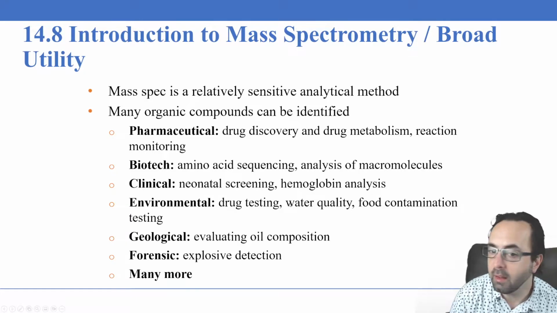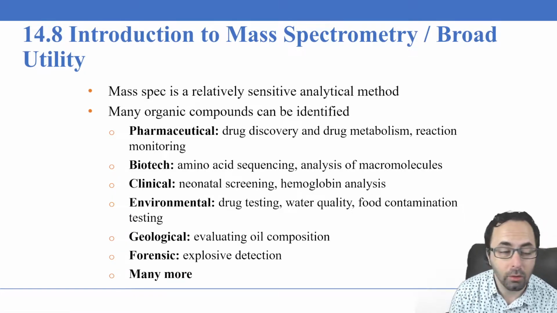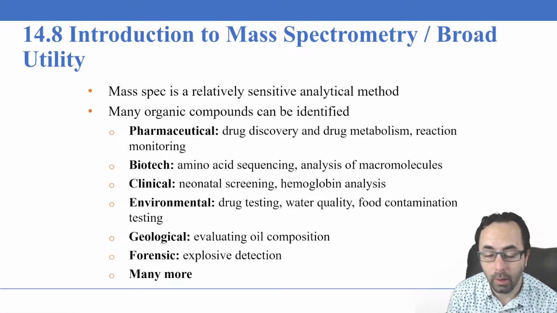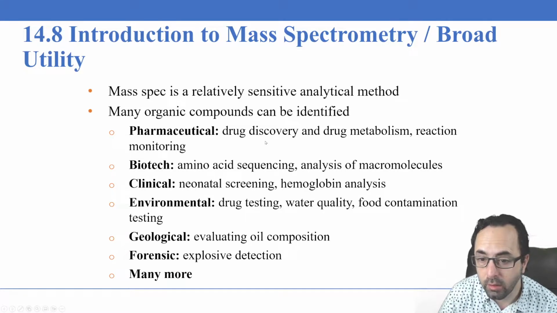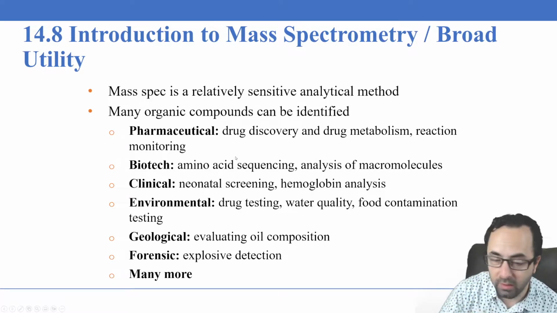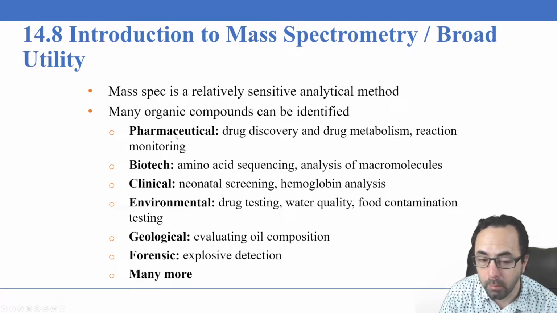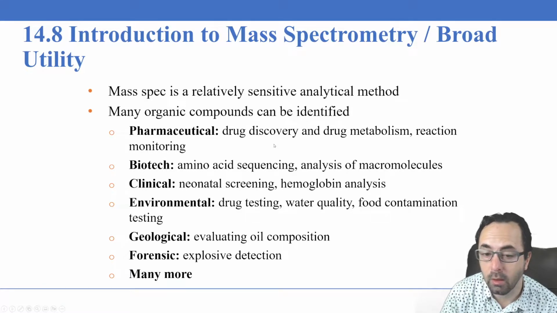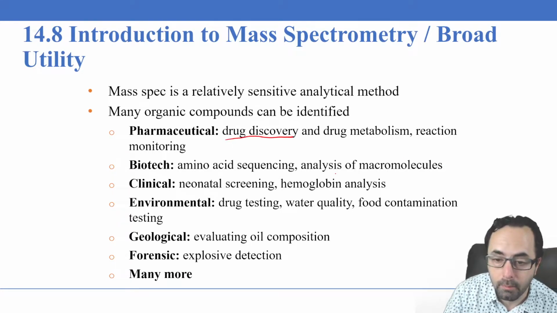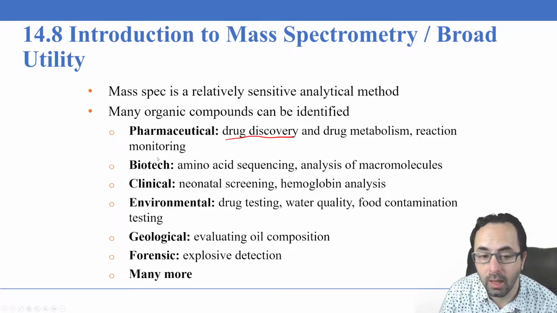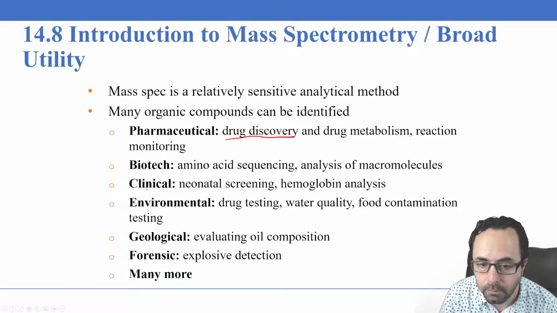So mass spec is a sensitive analytical method. It's used very, very broadly in a great number of applications. For example, in the pharmaceutical industry for drug discovery and reaction monitoring. So this again can tell us what types of pieces we have here, and allow us to characterize a drug that we are attempting to synthesize and make sure that it was synthesized correctly, and also to monitor dynamics biologically.